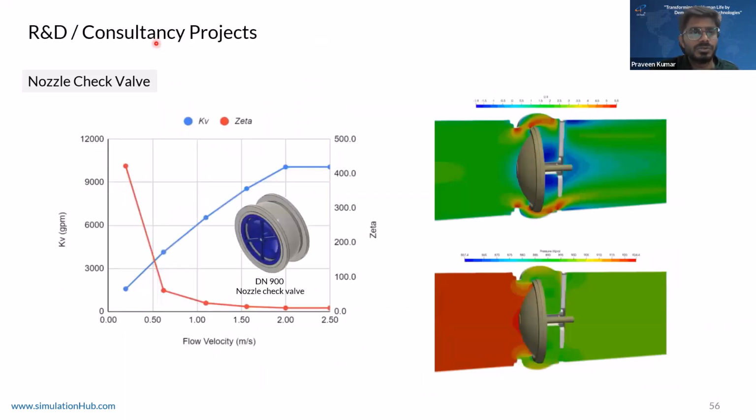Moving on to a few consultancy projects we have been handling. This is for Sierra Valves. We did a nozzle check valve, and they have been pioneers in adopting CFD technology, leveraging it along with AVC and the simulationHub team. They are going ahead with very latest and wonderful designs, testing the design space completely with CFD simulation. Here's the nozzle check valve for which the zeta and KV curve is compared.